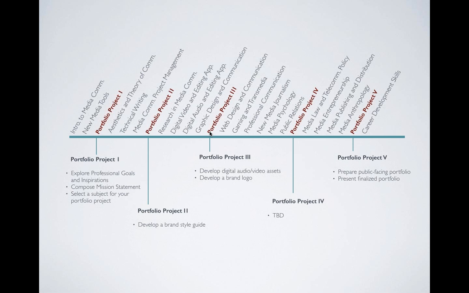Farther down the road in Portfolio Project 3, you'll be creating a digital video asset, as well as using your graphic design skills that you'll have gained at that point to create a brand logo that connects back to the style guide. The Portfolio Project 4 course is probably going to be more open-ended, where you get a selection of projects to work on. That's to be developed because we've been in the process of revamping the portfolio process. And then in the end, what this will result in is a complete media campaign that focuses on the subject that you've chosen.